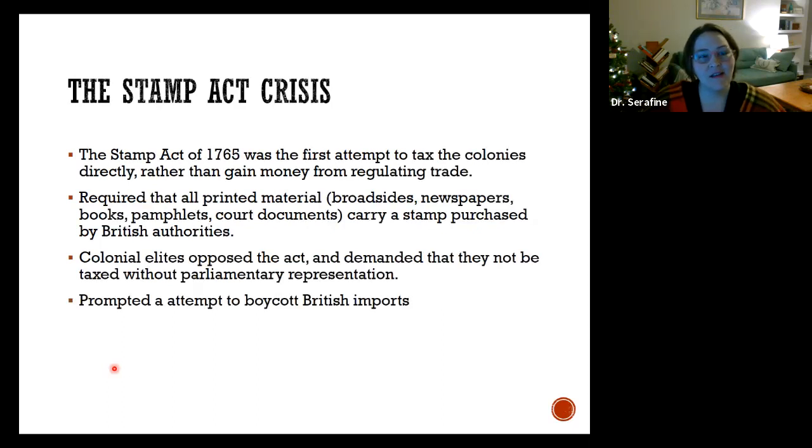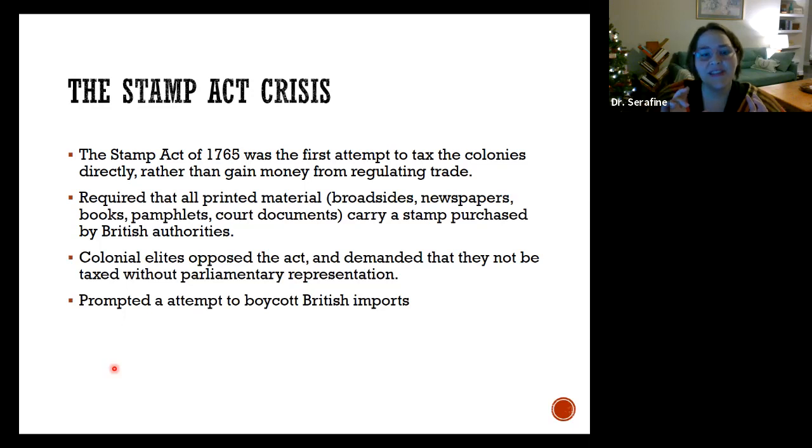The next year, 1765, we see the Stamp Act. The Stamp Act is actually the first attempt to tax the colonies directly rather than getting a lot of that money through trade. They're going to simply charge a tax for stamps on all printed material: broadsides, newspapers, books, pamphlets, court documents. Colonists also love suing each other. Court documents all had to carry a stamp purchased from British authorities.